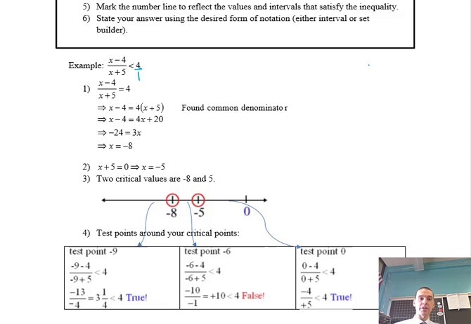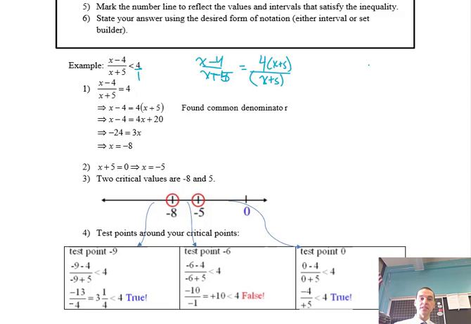So if we look at this example, we have a common denominator. We have x plus 5 and 1. Therefore, our common denominator must be x plus 5. So we did x minus 4 over x plus 5 equals 4 times x plus 5 over x plus 5. Why did we do that? Well, we multiplied by x plus 5 over x plus 5 to make the denominators the same. When the denominators are the same, we can set the numerators equal to each other, so therefore x minus 4 equals 4 times x plus 5.